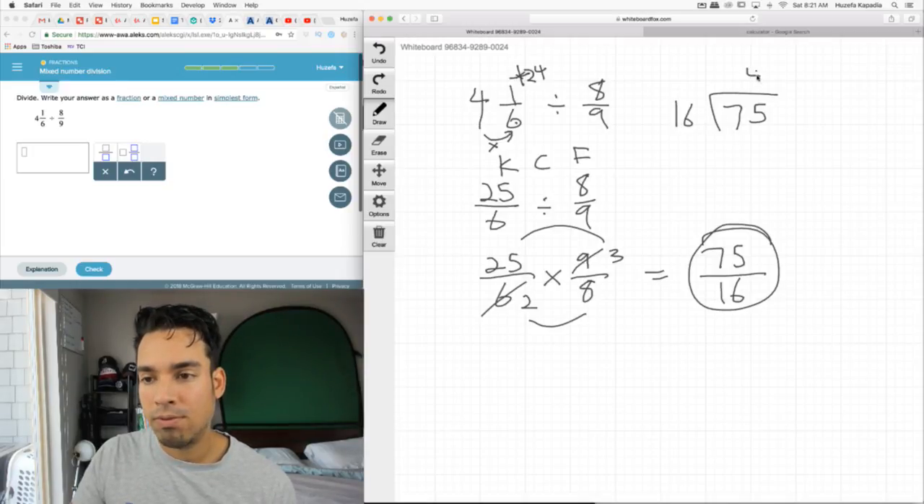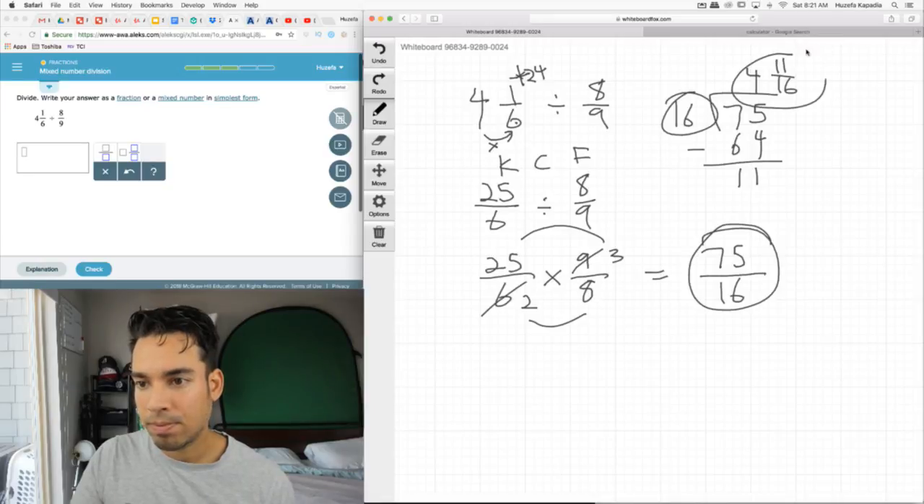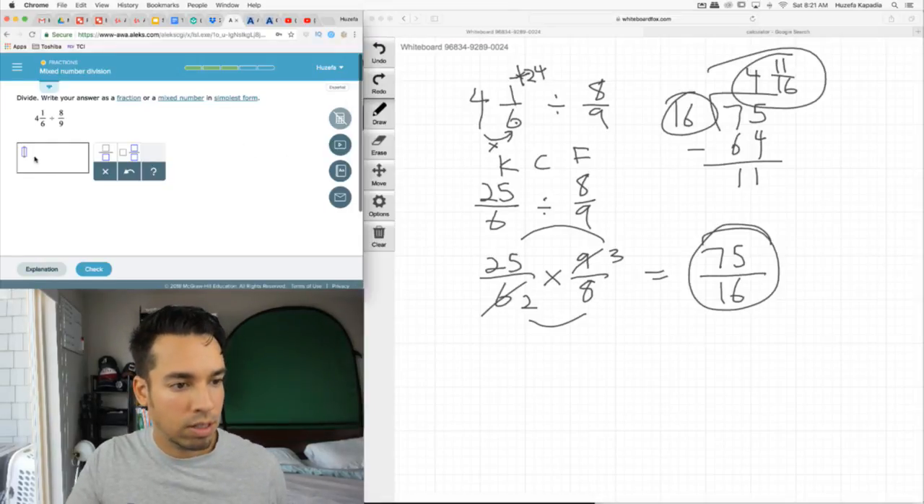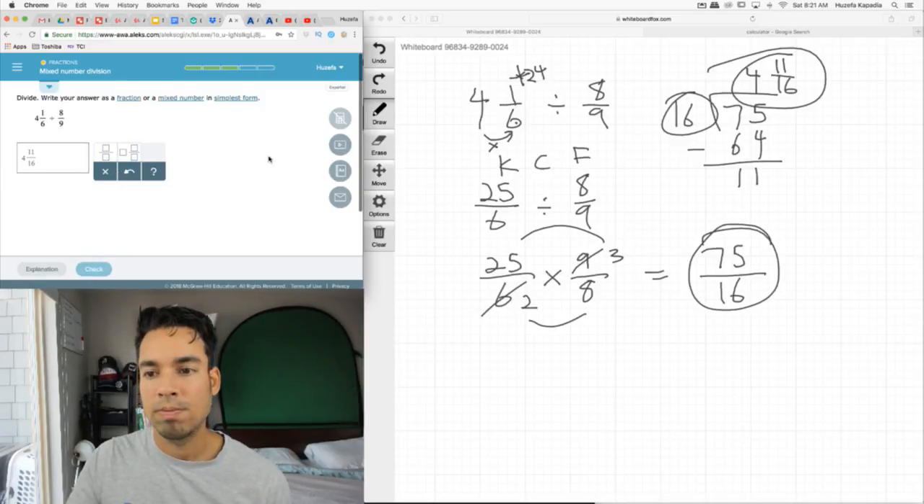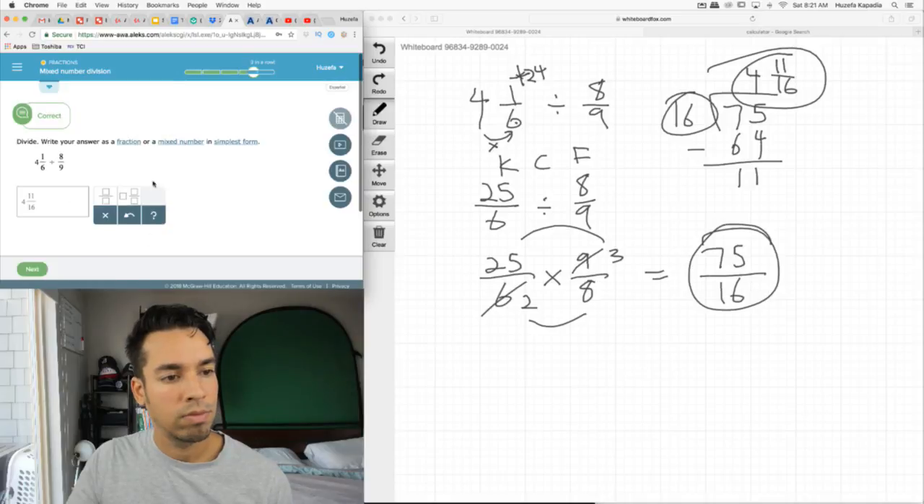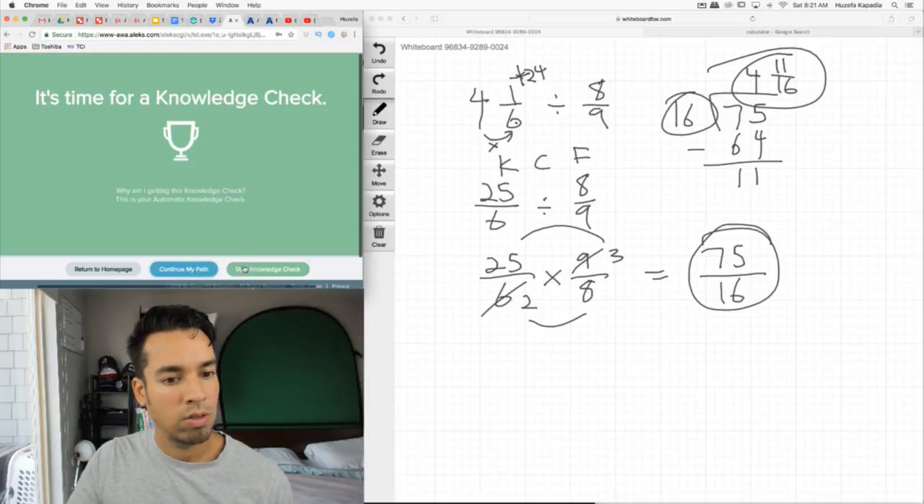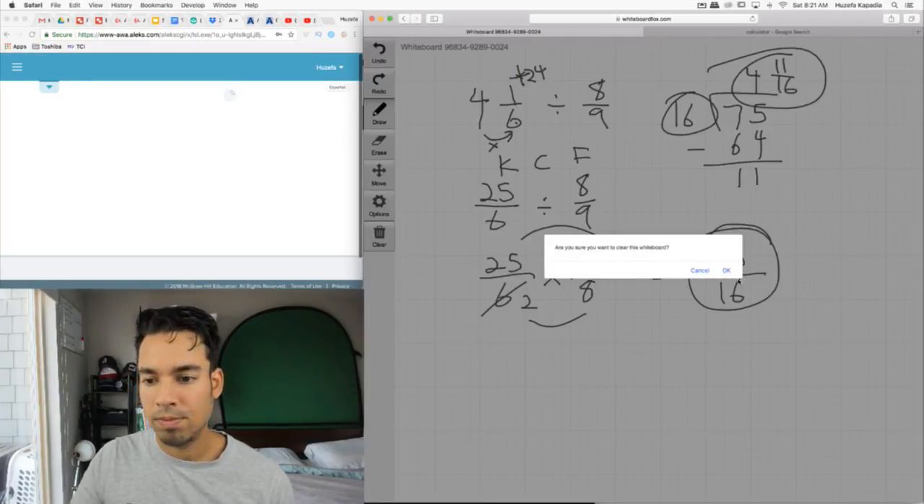16 goes into 75 4 times. 4 times 16 is 64. We subtract and we get a remainder of 11. This remainder goes on top of this divisor, and we get 4 11/16. There we go. Keep going.